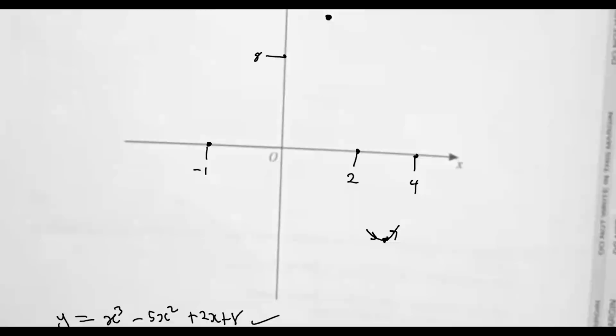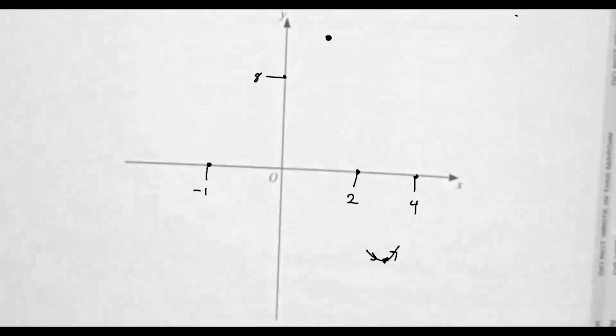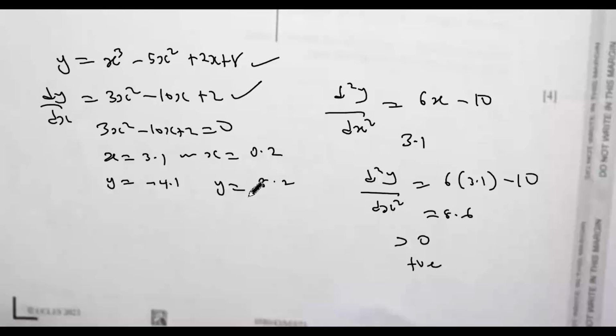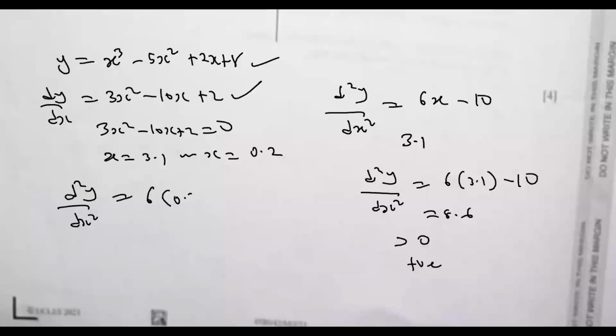So let's get the behavior of the second point, that is 0.2. When x equals 0.2, d²y/dx² will be equal to 6 times 0.2 minus 10. If you do this, you will get minus 8.8. So that means d²y/dx² is less than 0. It means it is negative.